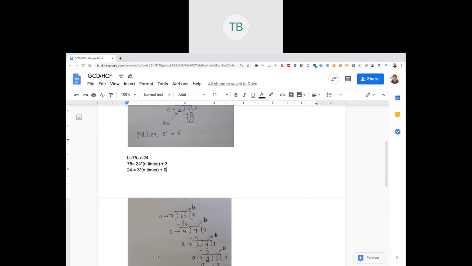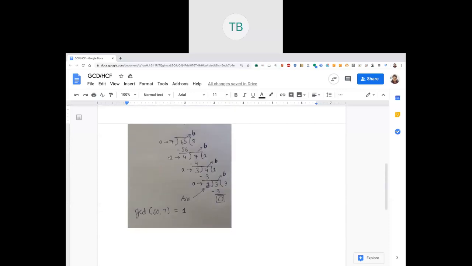Let's take a longer example, where b equals 60 and a equals 7. We divide 60 by 7, we get remainder 4, which now becomes a, and 7, which was previously a, becomes b. Then we divide 7 by 4, which gives remainder 3, which now becomes a, and the previous a becomes b, and this goes on till we get remainder 0. And the previous a is the answer, which would have now become b.